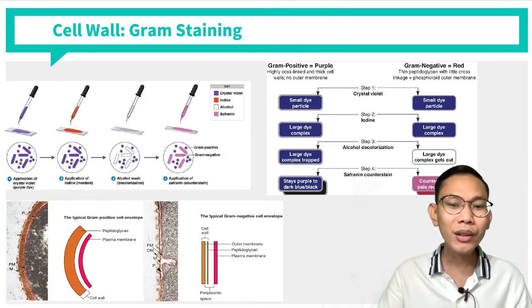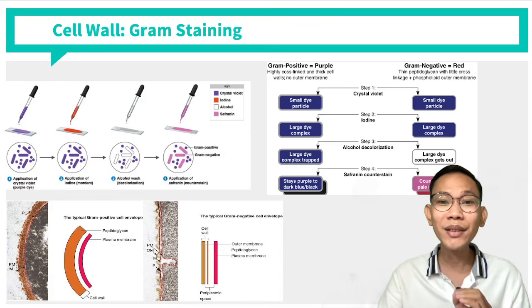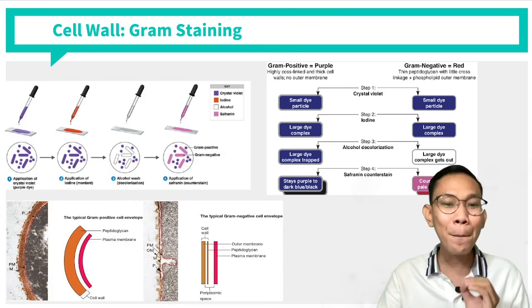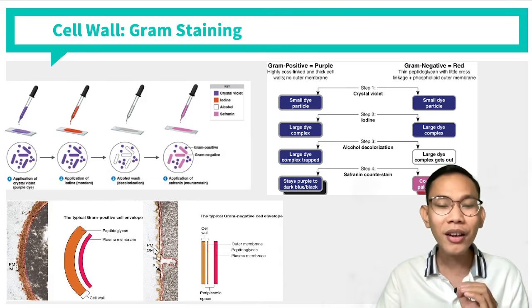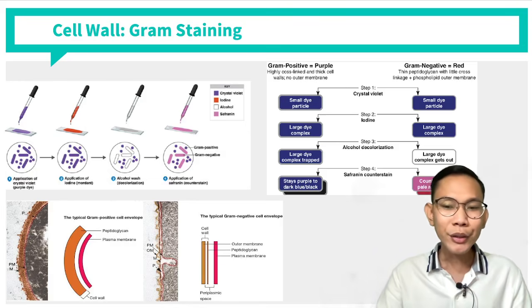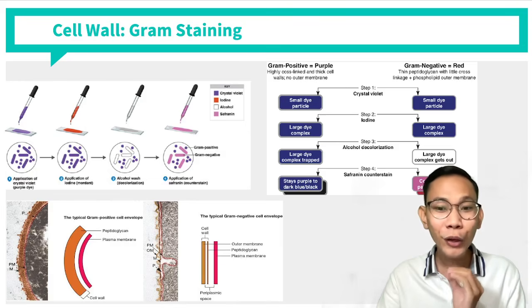Again, let's go back to this diagram. Ano nga ang comparison natin sa cell wall ng gram-positive to gram-negative? Remember that the cell wall of your gram-positive is thicker. Makapal ang kanyang peptidoglycan compared to your cell wall of your gram-negative. Sobrang nipis ng kanyang peptidoglycan plus meron siyang outer membrane. So your decolorizer, what will be the effect of your alcohol now?